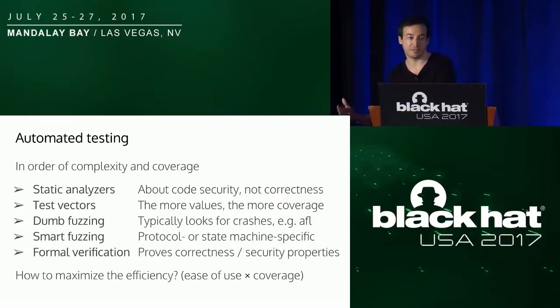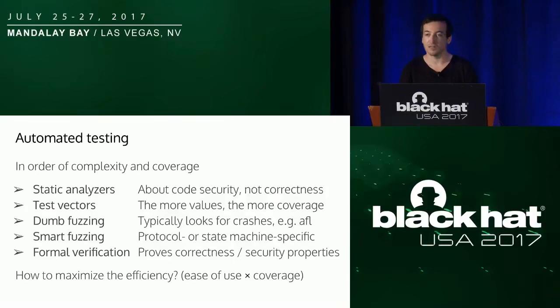And now the more powerful approach is formal verification, which can, for example, prove mathematically that one implementation is functionally equivalent to another, or it can also prove some security properties of your protocol. For example, it's been used to prove the forward secrecy and other properties of the WireGuard VPN software.